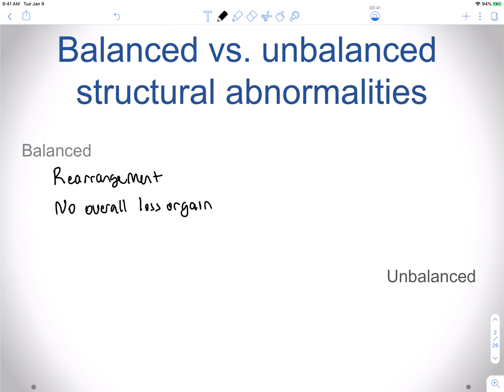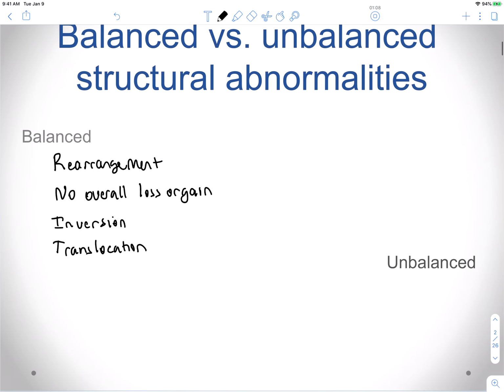An example of these is an inversion of a gene or a segment of the chromosome, or a translocation. Now, an unbalanced abnormality is where you have genetic material that will have a net gain or a net loss. These are typically associated with deletions or duplications.